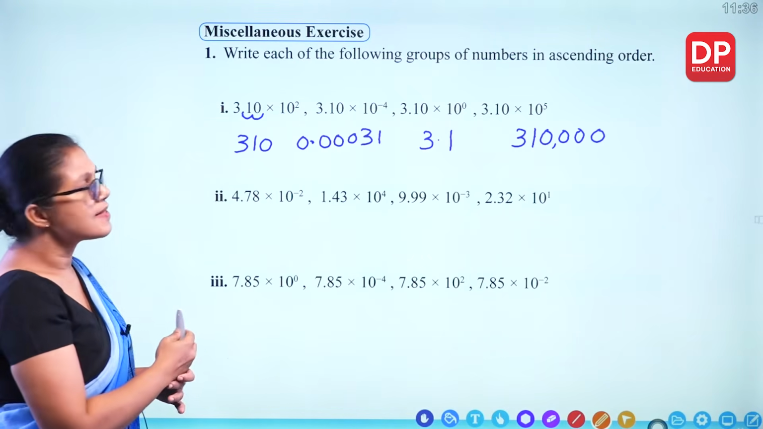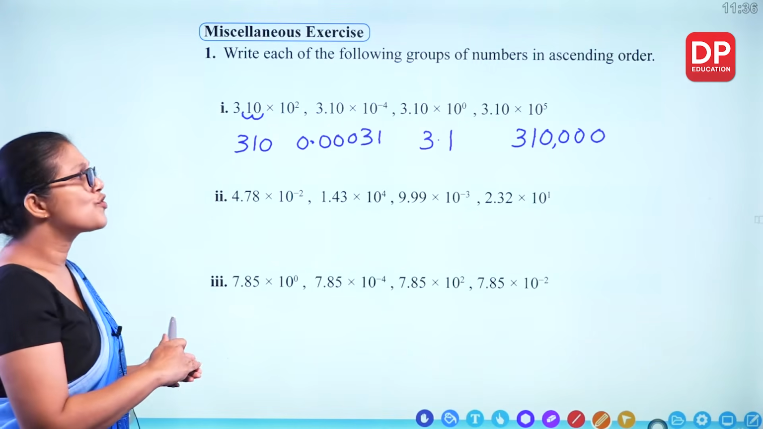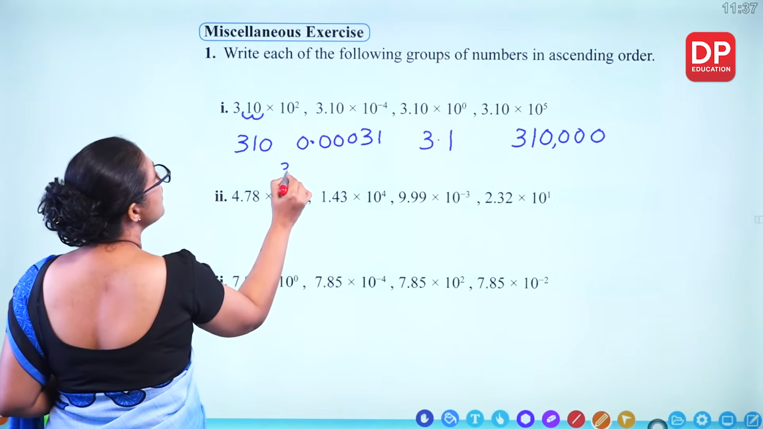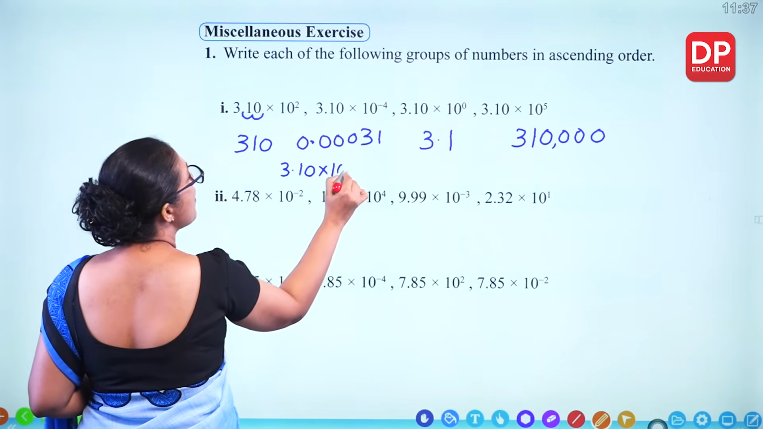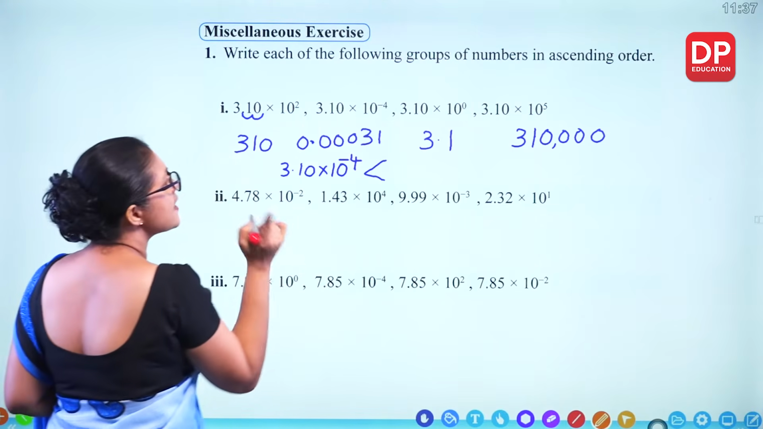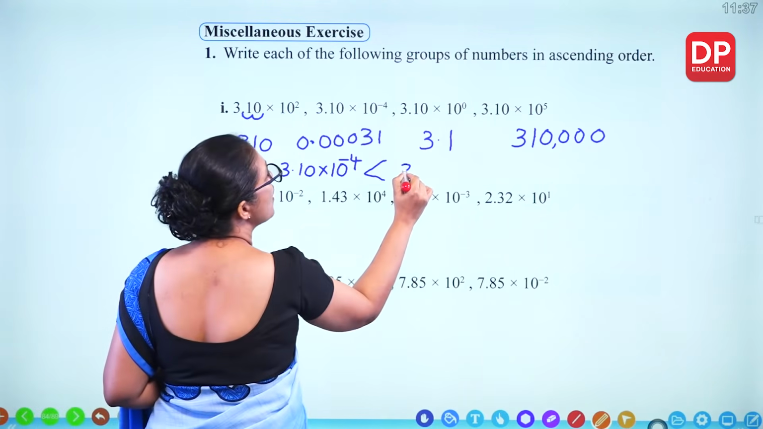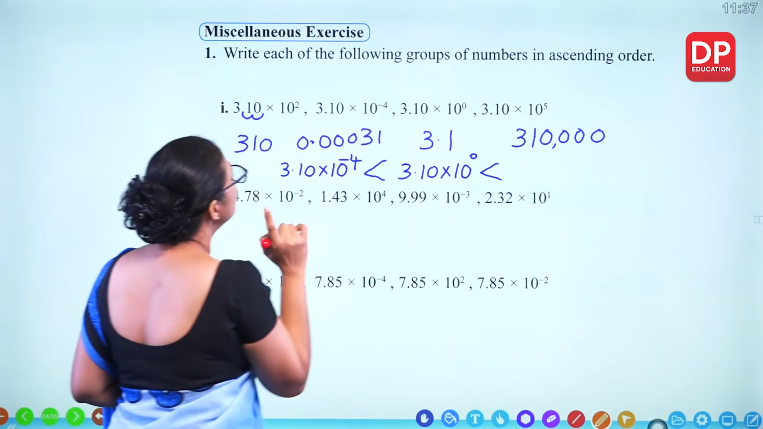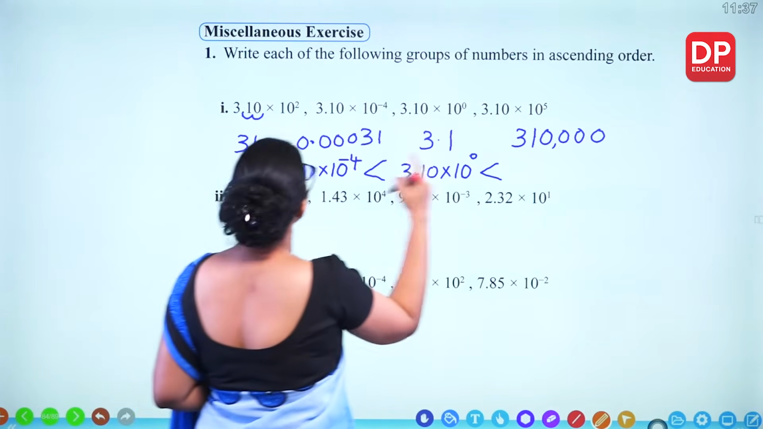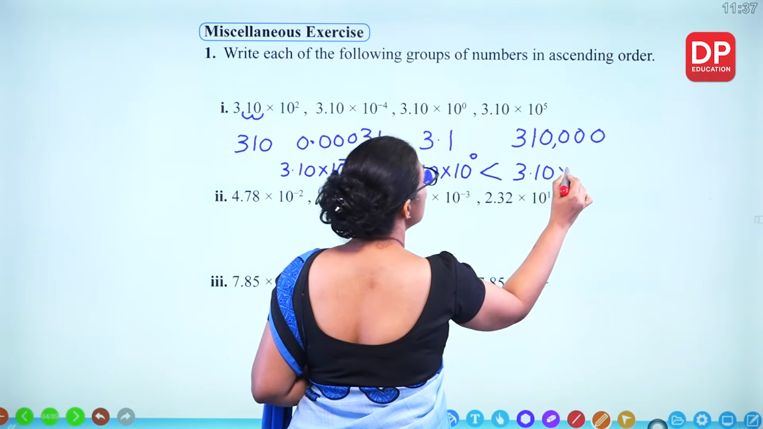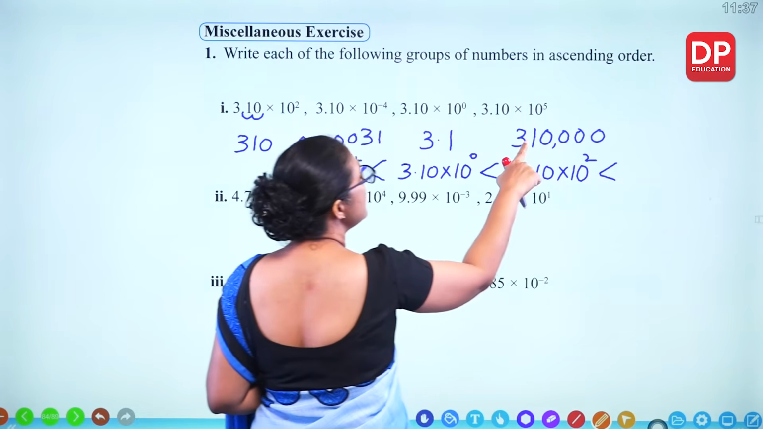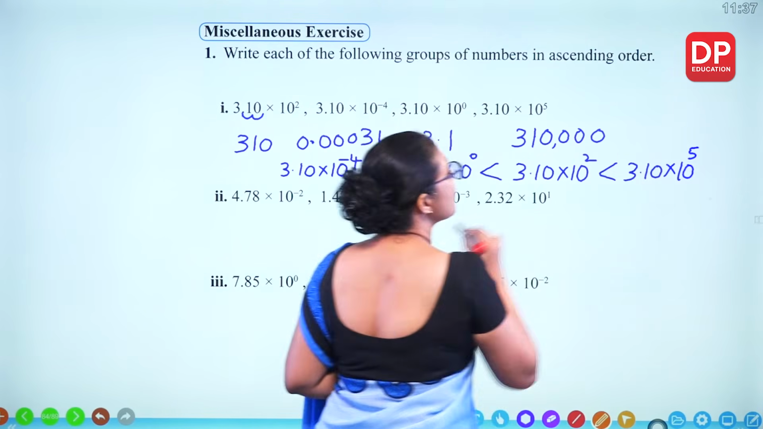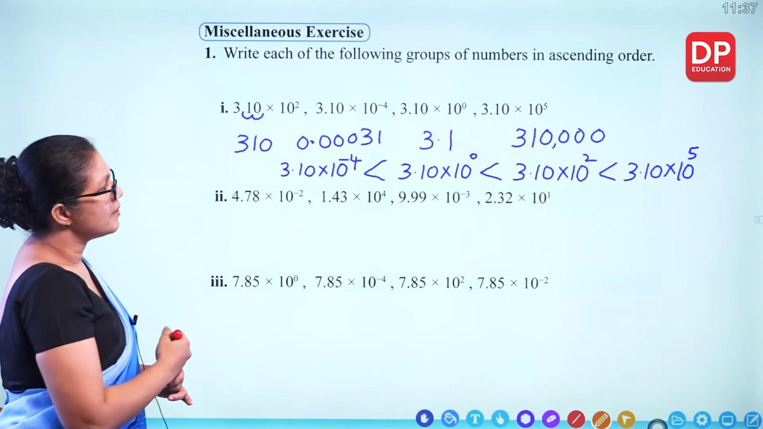Now you can write in ascending order. Ascending means smallest to largest. What is the smallest number? This decimal. So 3.10, 10 to the power minus 4. Then what's the next number? 3.1. That means 3.10, 10 to the power 0. Then you get this number 3.10, 10 to the power 2. And finally 3.10, 10 to the power 5. So that's the ascending order.